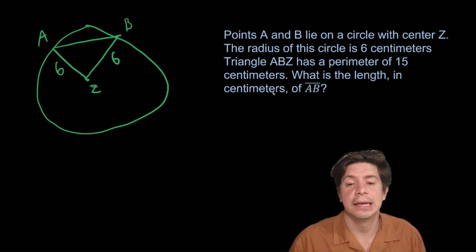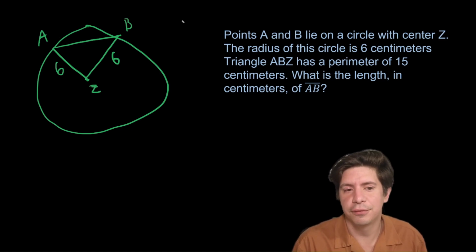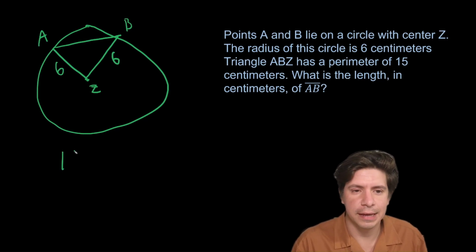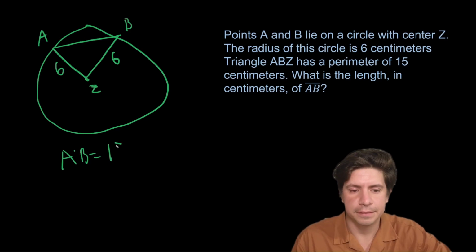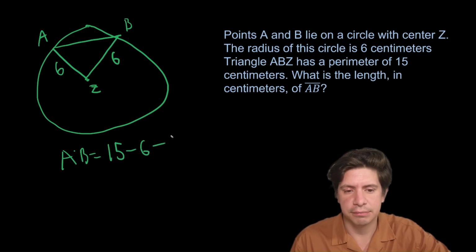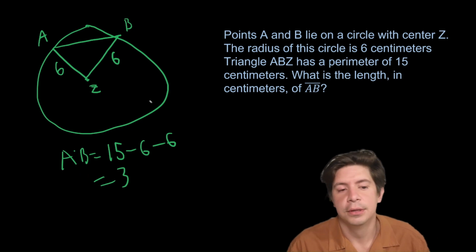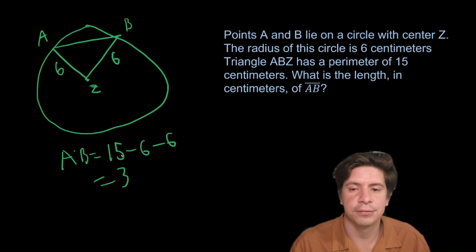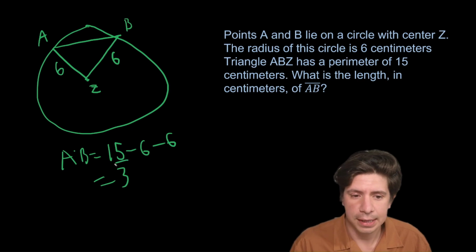So if you can believe it or not, this is a hard level question. But once you draw it out, what you can see is you would do AB equals 15 minus 6 minus 6. It's going to equal 3. So triangle ABC has a perimeter of 15, AB equals 3. And that's all you do.